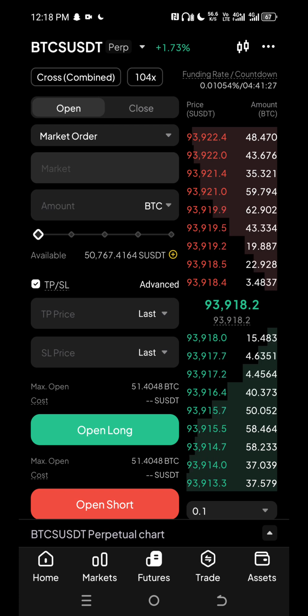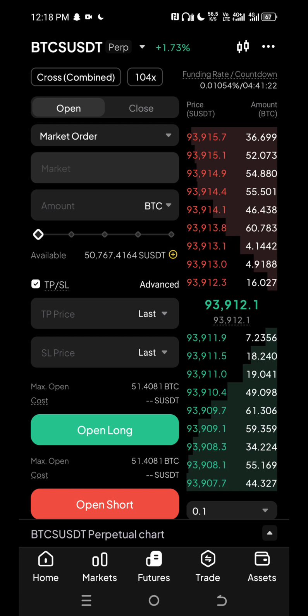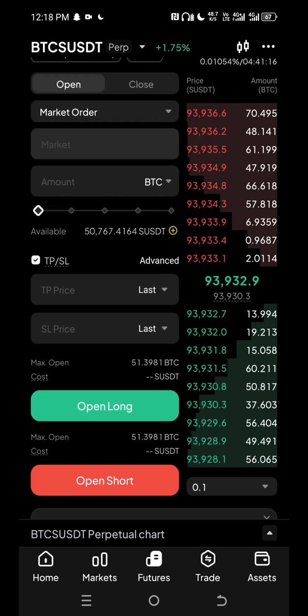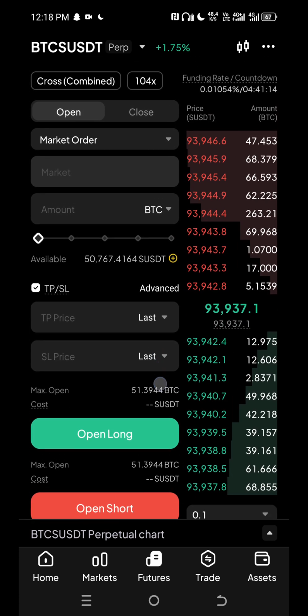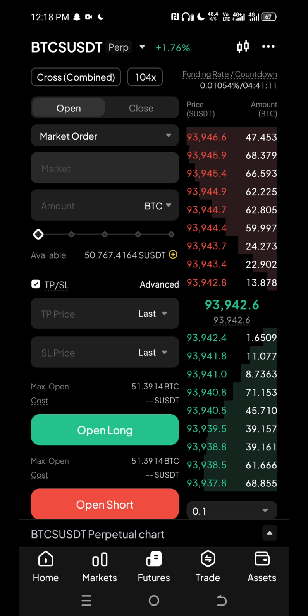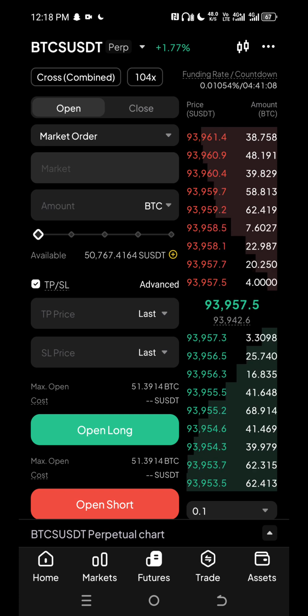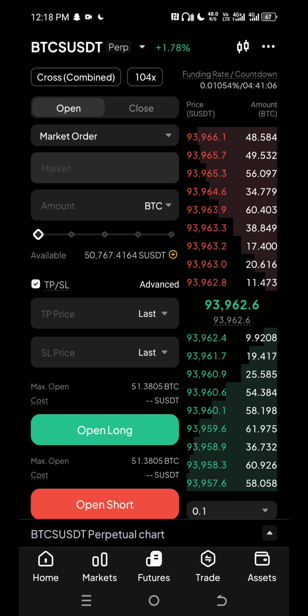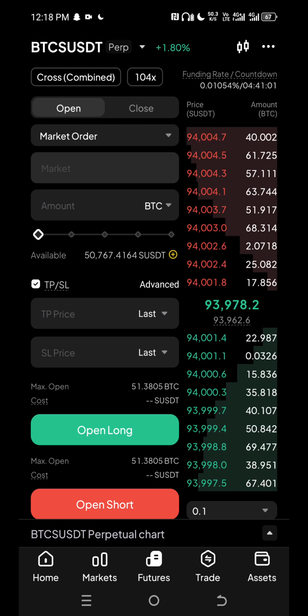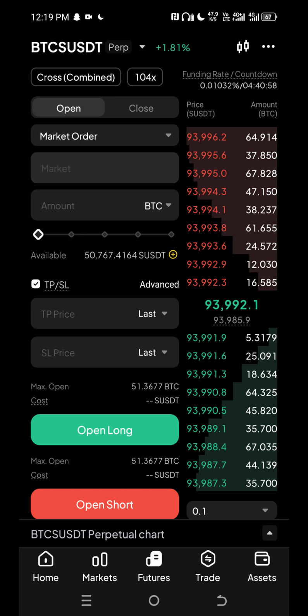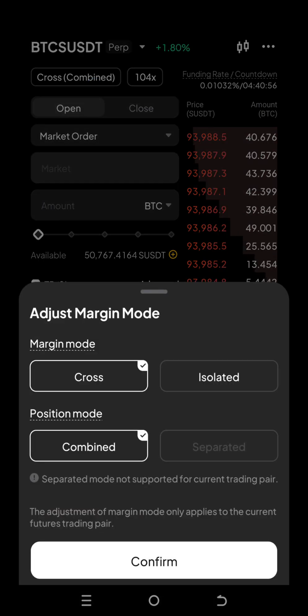So here I want to show you how to open trade. As you can see, this is open long, close long, right? That means if I want to take long trade, open long, open short, you understand? So if I want to close the trade, that is after I've entered the trade. And in this particular place, you're going to see where the cross is. So this is margin mode. So this is cross margin, this is isolated margin.